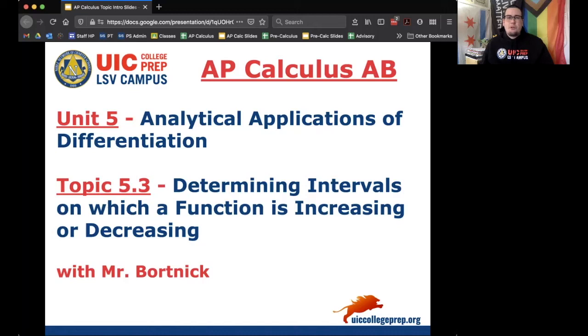Hey everybody, this is Mr. Bortnick for AP Calculus AB. We are in Unit 5, Analytical Applications of Differentiation. Today's topic is topic 5.3, which is determining intervals on which a function is increasing or decreasing.